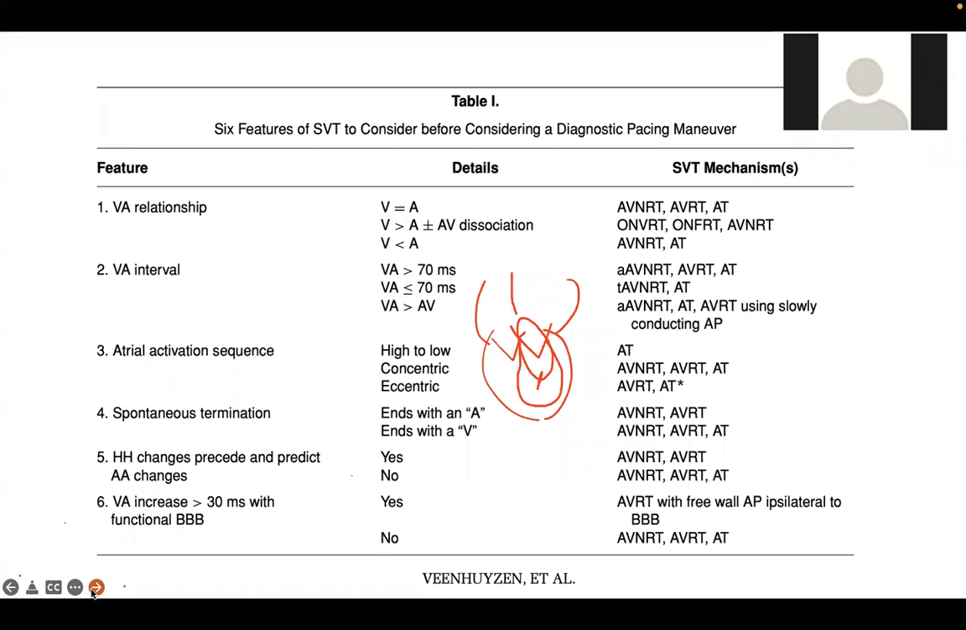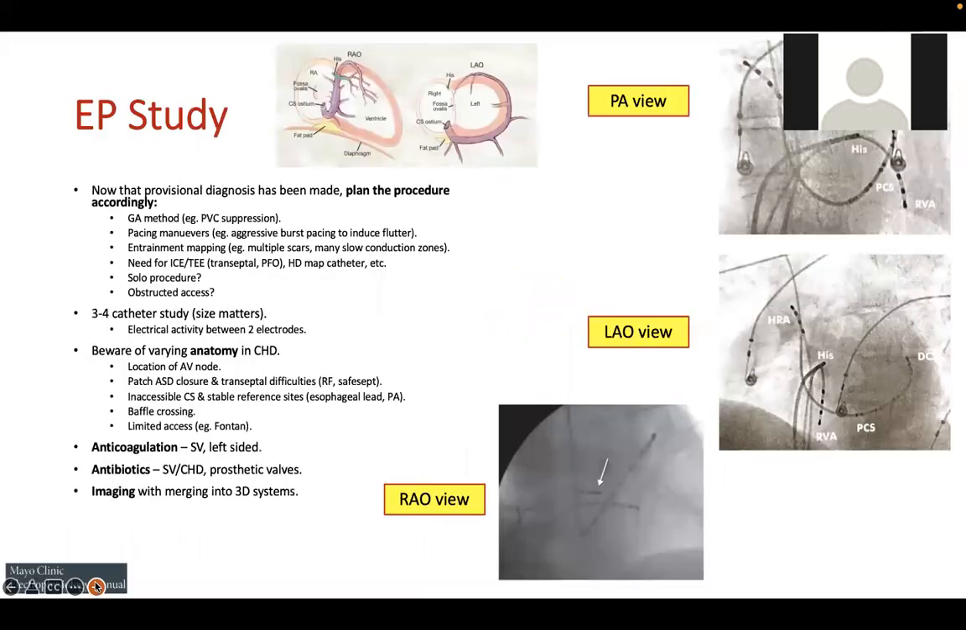But it doesn't exist. It doesn't what? But it does exist. It does exist, but it's usually very fast. It's not very well tolerated. It's a malignant type of VT. Okay. Good question.